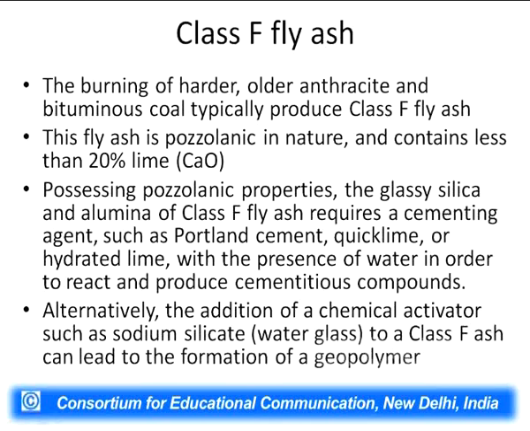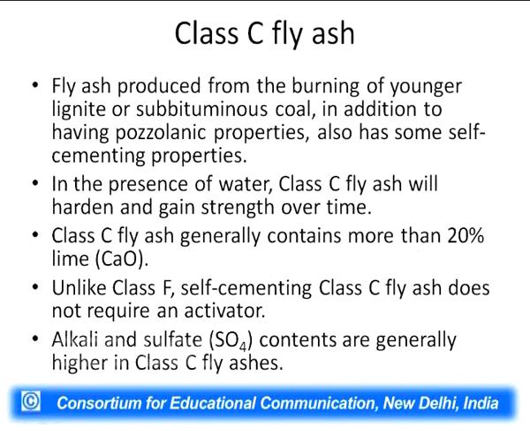While possessing pozzolanic properties, the glassy silica and alumina of class F fly ash requires a cementing agent such as Portland cement, quicklime or hydrated lime, with the presence of water, in order to react and produce cementitious compounds. Alternatively, the addition of a chemical activator such as sodium silicate, water glass, to class F fly ash can lead to the formation of geopolymer, which is again a very important and useful kind of building material.